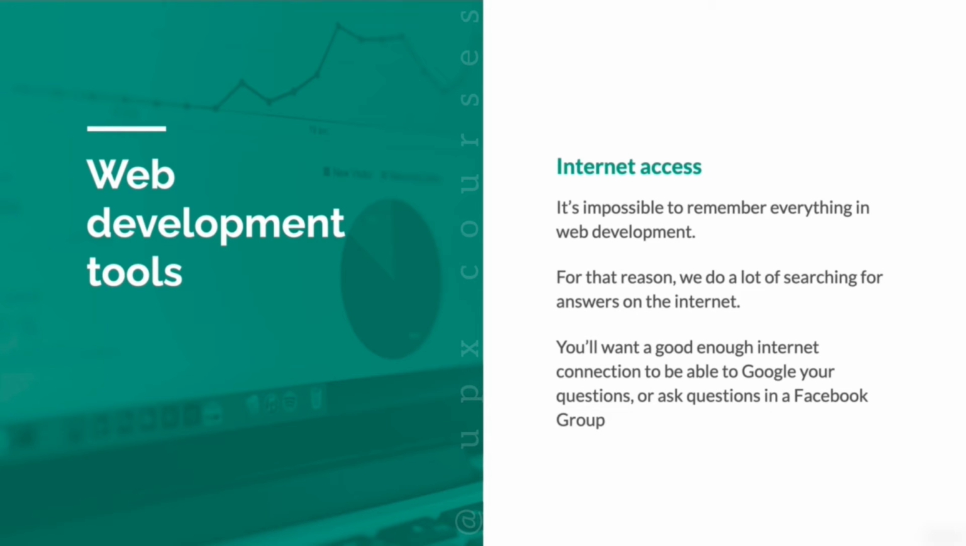Lastly, you do need one more thing to efficiently learn how to code. You need internet access. All of humanity's knowledge is at your fingertips as long as you have internet access. So for that reason, it's important to have internet. We do a lot of searching for answers on the internet as web developers. We don't know all the answers. We don't memorize the solution to everything. We try to figure it out, and sometimes we forget things. I even forget basic things sometimes. You just hop on Google and ask your question in Google or in a Facebook group.